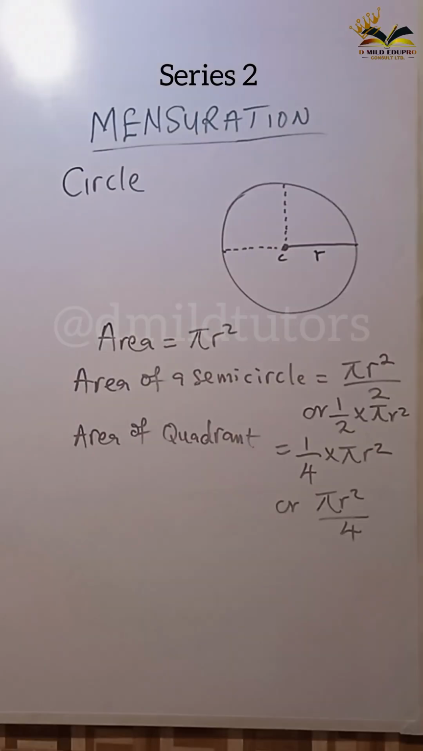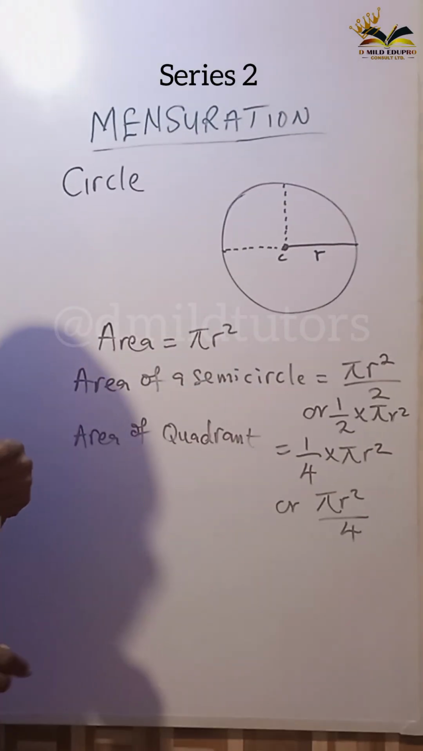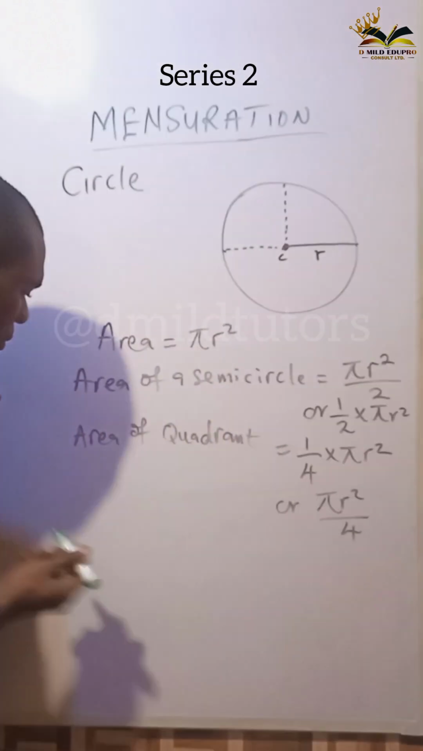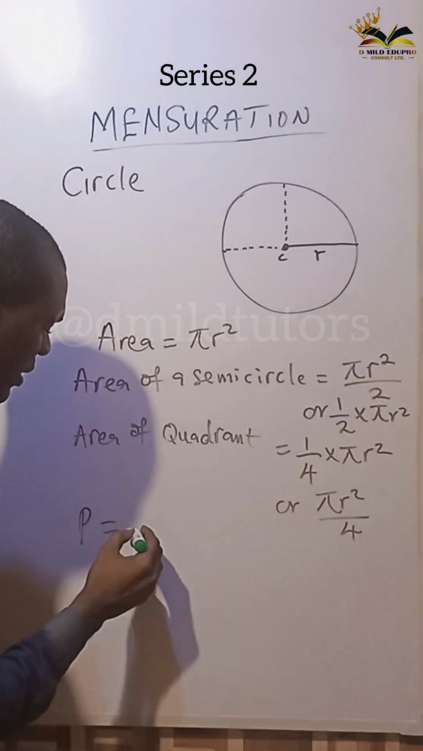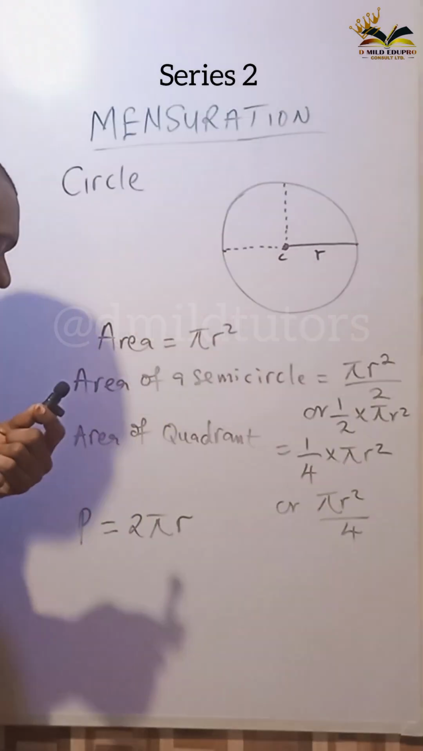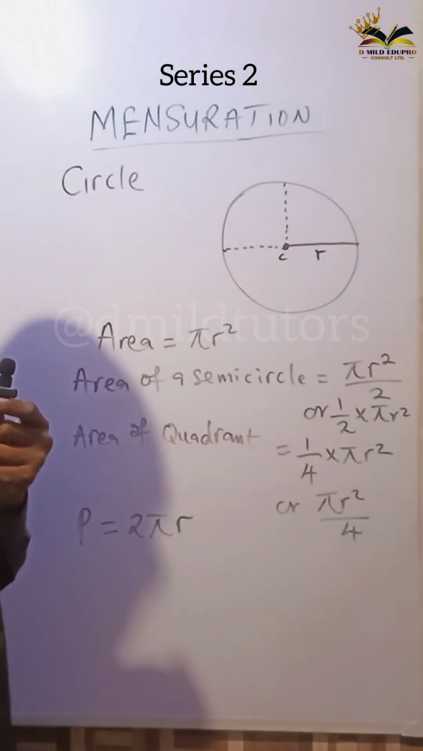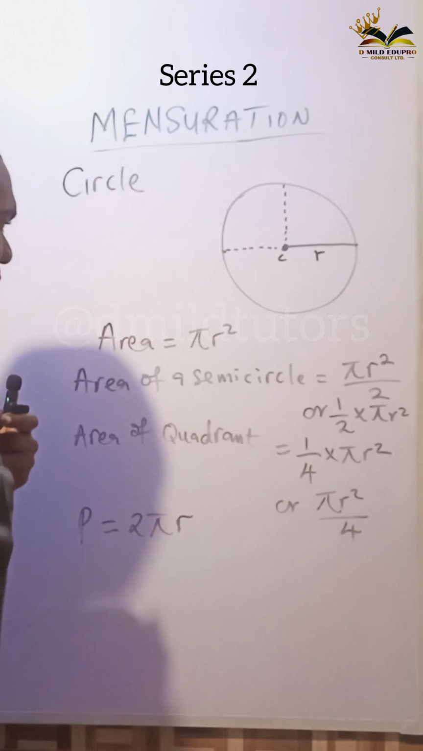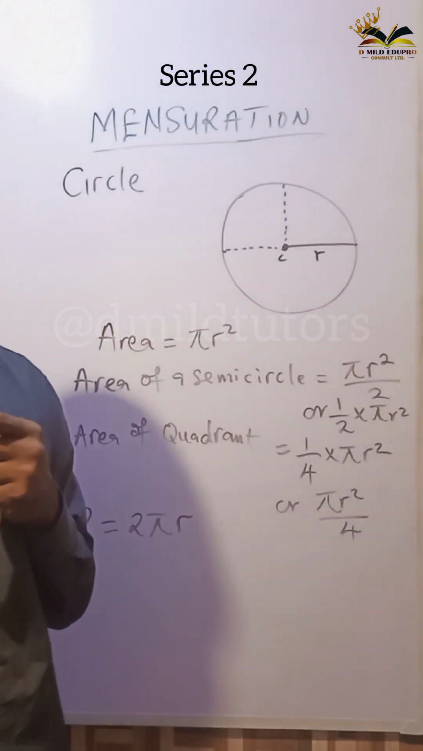Is that okay? Now, moving forward, we have perimeter of a circle. So perimeter of a circle is 2 pi r. That is 2 times pi times your radius. That is for perimeter of a circle.